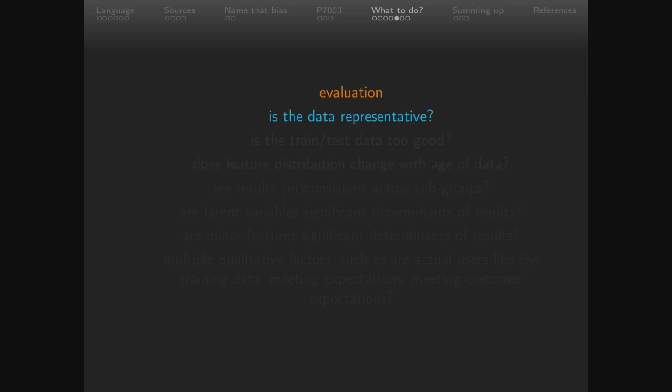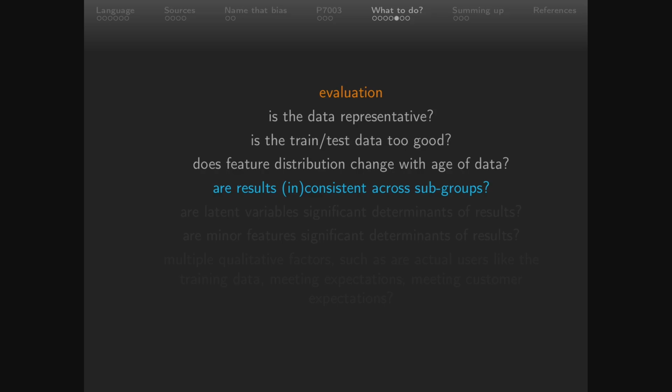Evaluation, well, we can ask ourselves, is the data representative of the stakeholder attributes that the system is supposed to make decisions about? It could also be that the train and test data is too good, so we get overfitting, and when we put actual data in there, it doesn't work out so well. Or we've got historical issues. Does the feature distribution, the attributes that we're concerned about, change with the age of the data? So if we look at data from 10 years ago, how similar or not is that compared to the data from last year? And are the results appropriately consistent, as we're wanting them to be, across subgroups? Again, that's going to be part of the business requirements that we're trying to satisfy in the system.